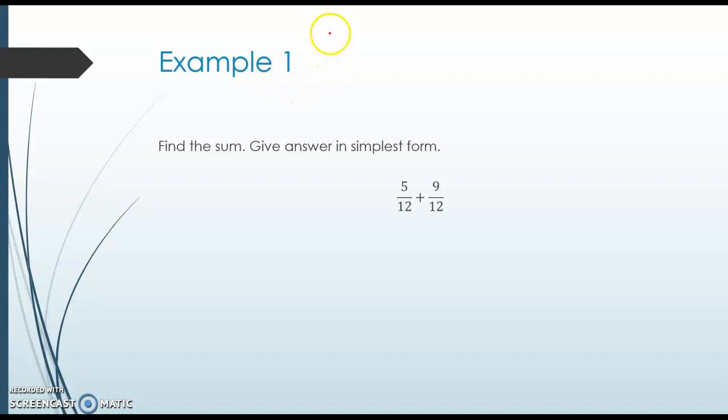The biggest thing about adding and subtracting fractions is we have to have like denominators. Okay, so in this case, when I look at it, I have 12ths. So I have 5 12ths plus 9 12ths. So basically, if you forgot what a fraction is, numerator are the parts and the denominator is the whole.